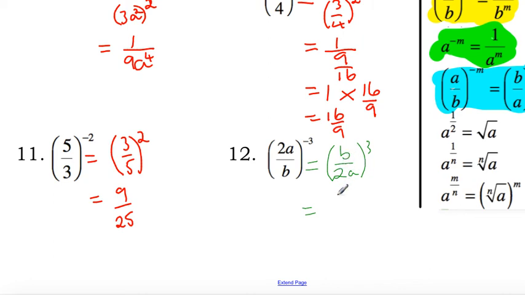Now be careful to cube everything. So you cube the numerator, so we get b cubed. Now in the denominator you need to cube that, but remember you must cube both parts. 2 cubed is 8, a cubed is a cubed. So you're finished. Alright, hopefully you feel confident enough to have a go by yourself at these types of questions now.